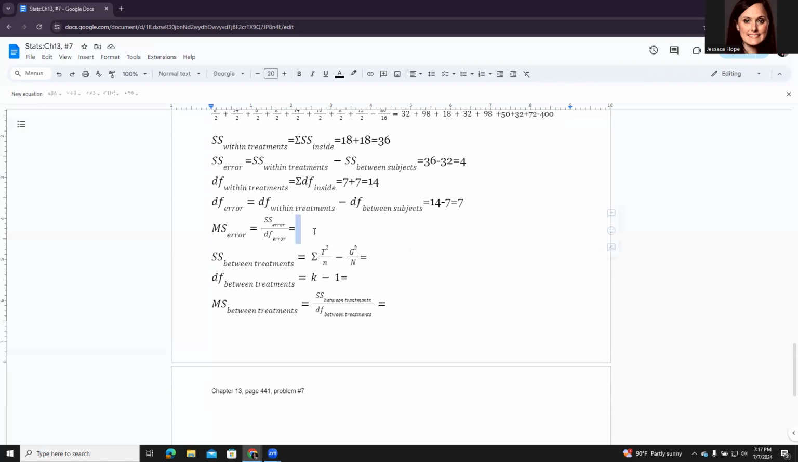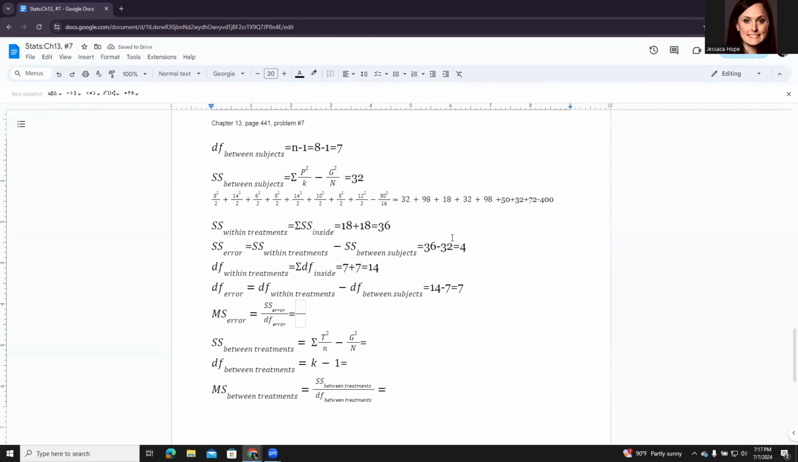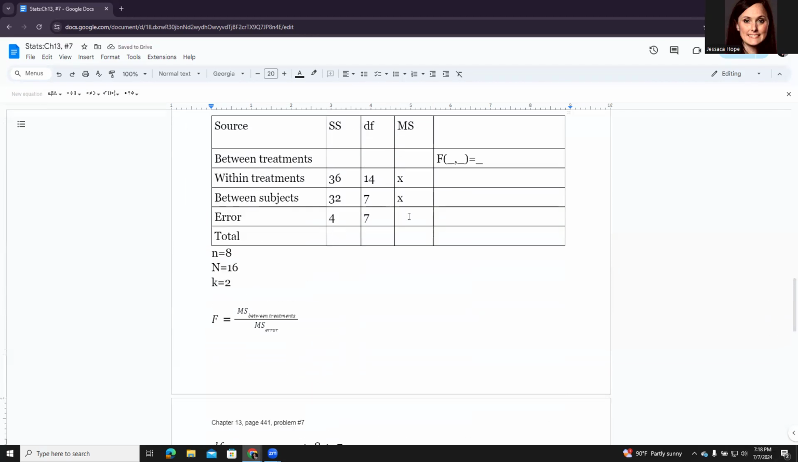MS error. So SS error is 4. DF error is 7. 4 divided by 7 is 0.57. So MS error is 0.57.